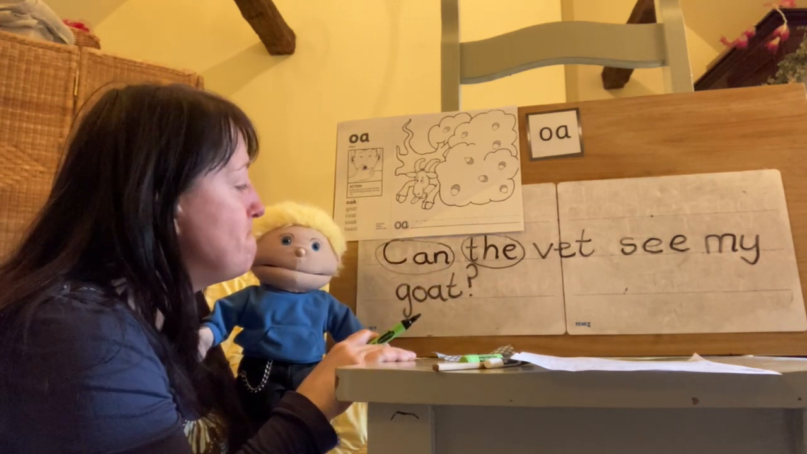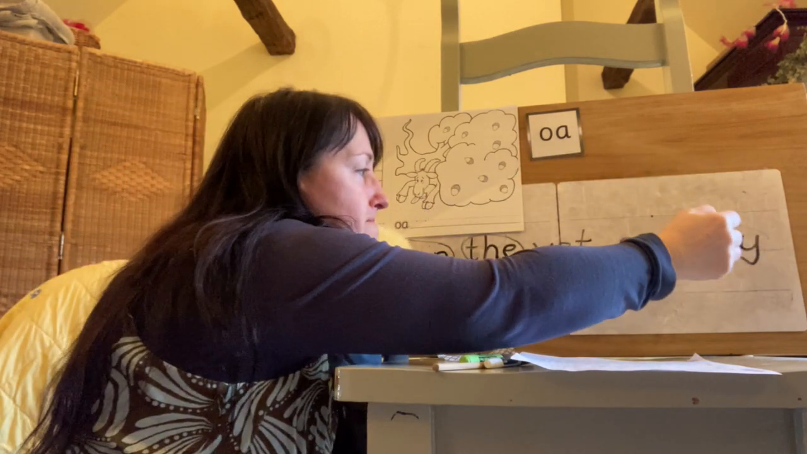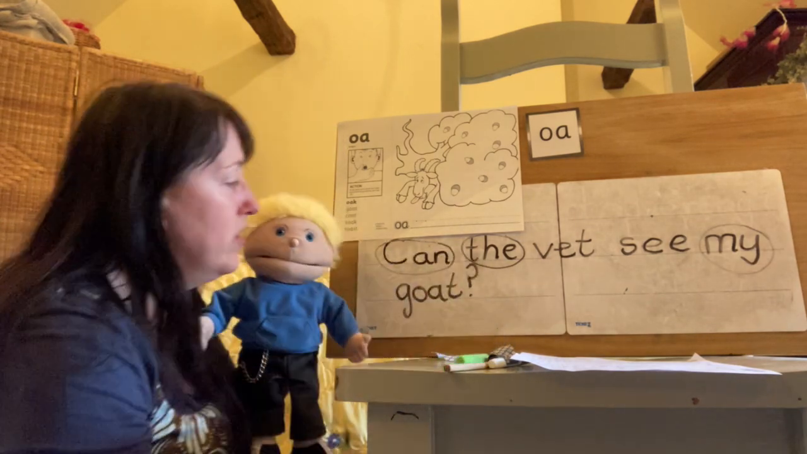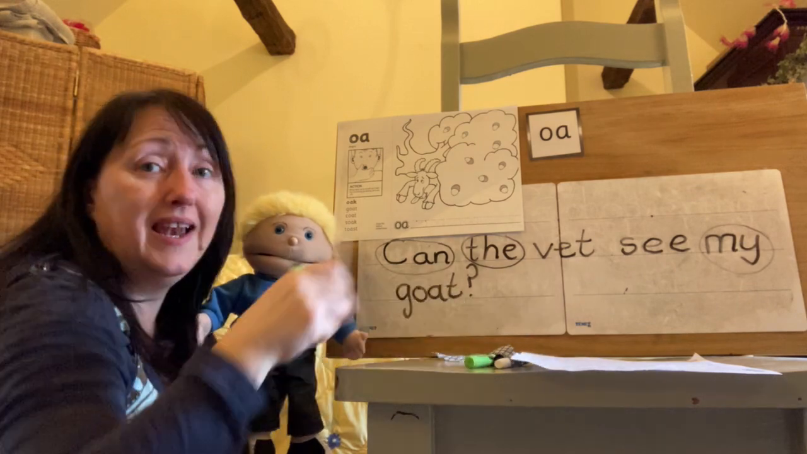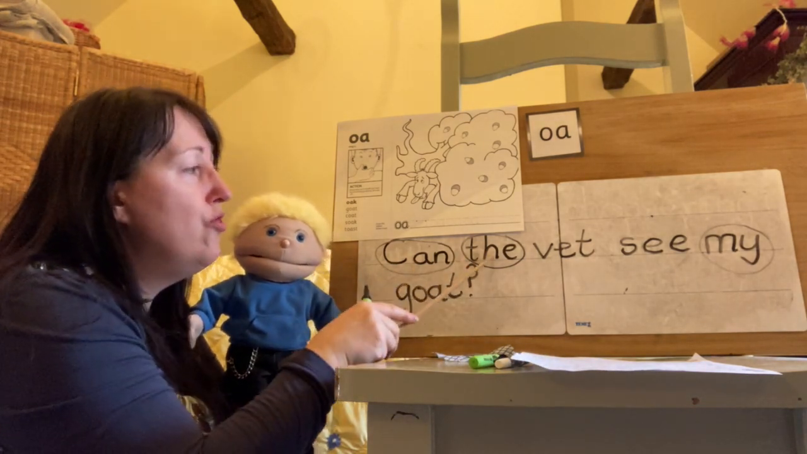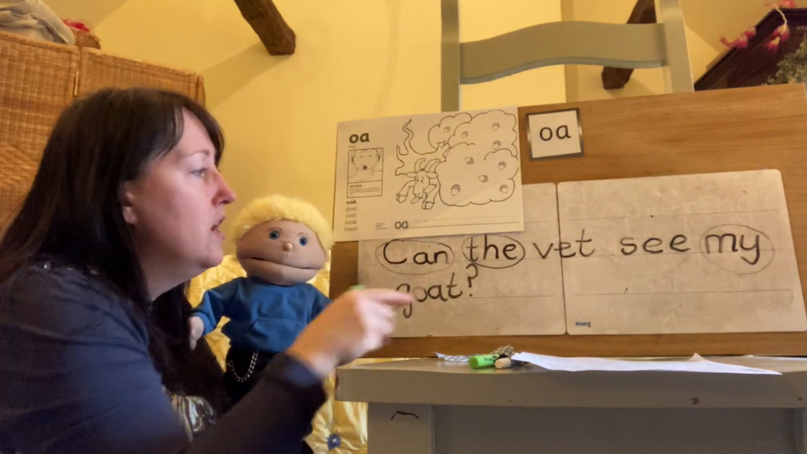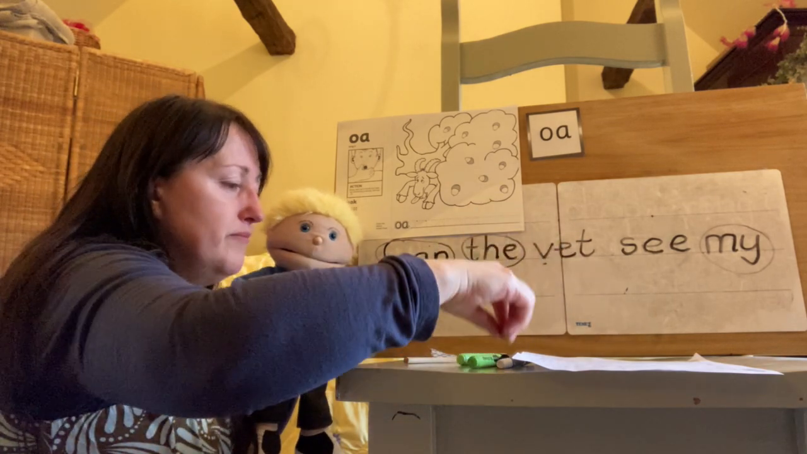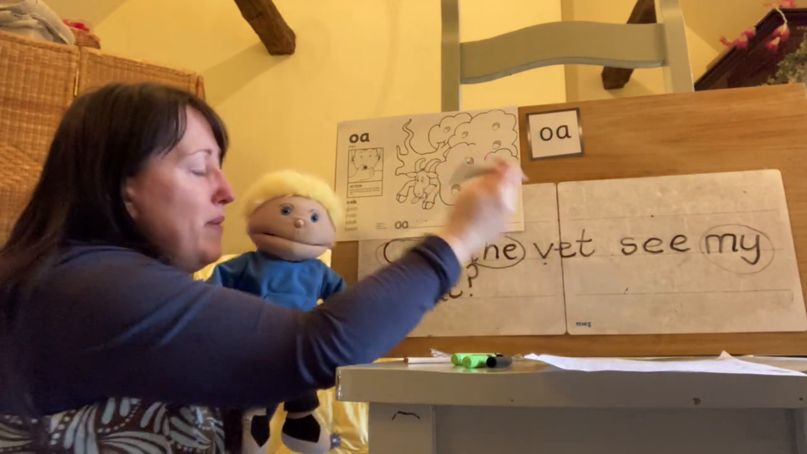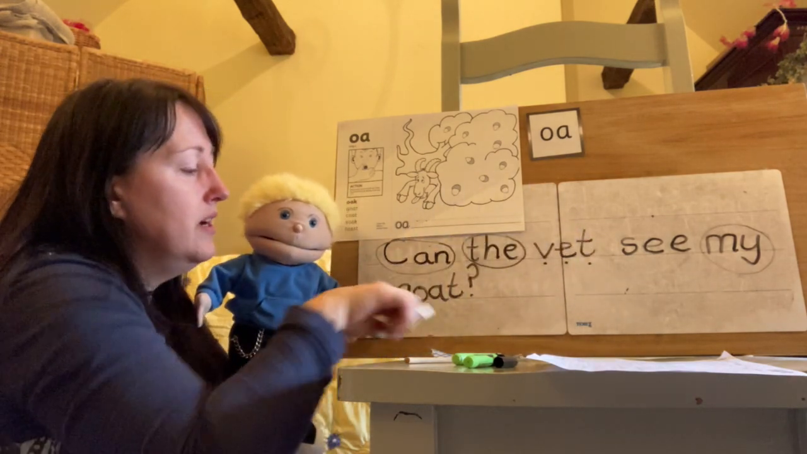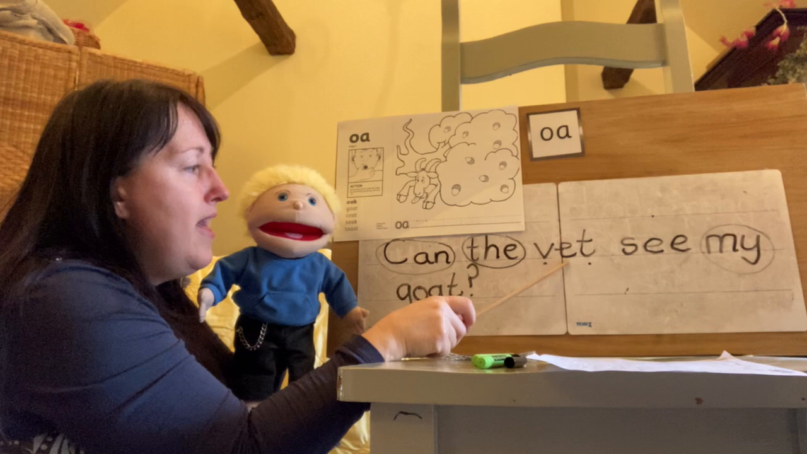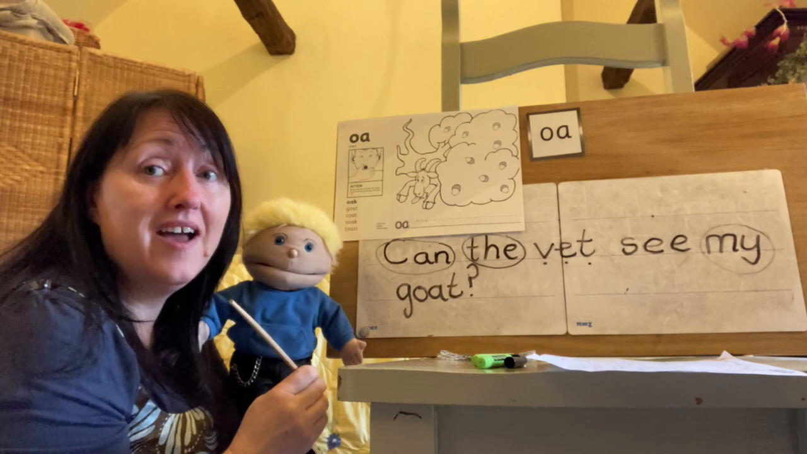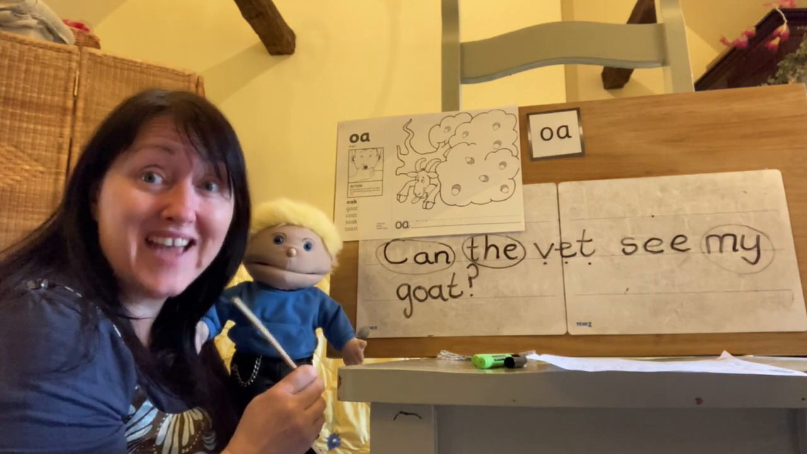Can. Can. My. My. Right then. Let's see if we can work out anything else. Let's read those keywords. Can, the, my. We need to work this one out, Fred. Oh, let's try this pen. Not having much luck with my pens, Fred. Okay, were you joining in at home? Vet. Yes, vet. Well done.